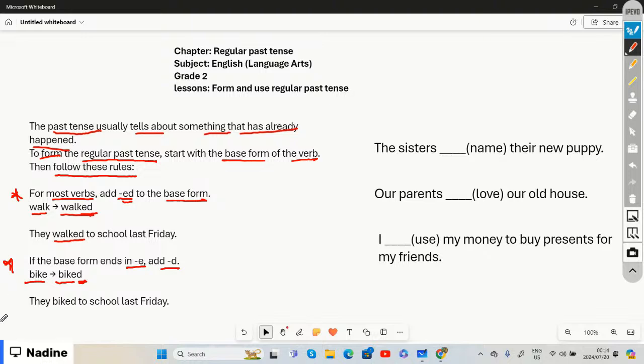And if we look at an example sentence, we can say, they biked to school last Friday, meaning that they took a bicycle to school. That is what they mean when they say they biked to school last Friday.